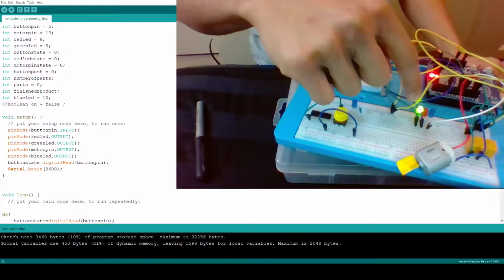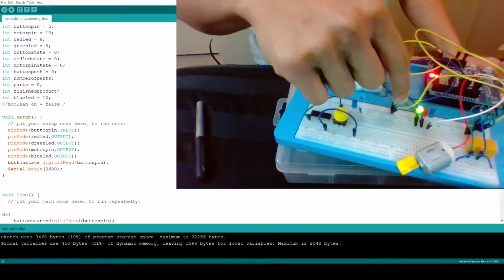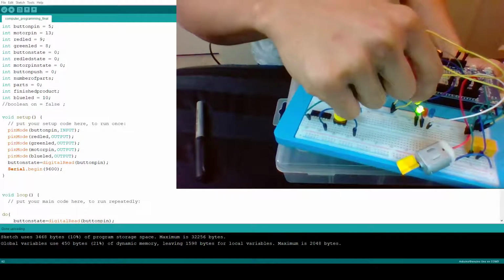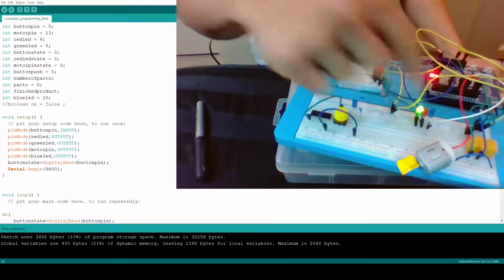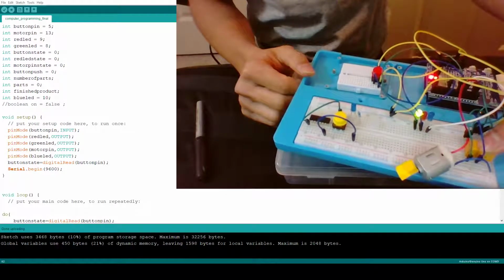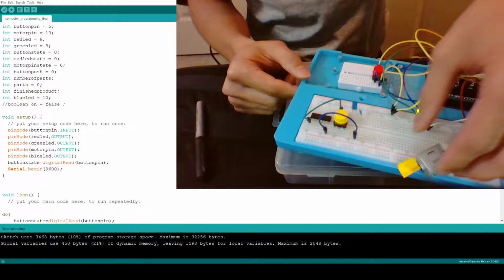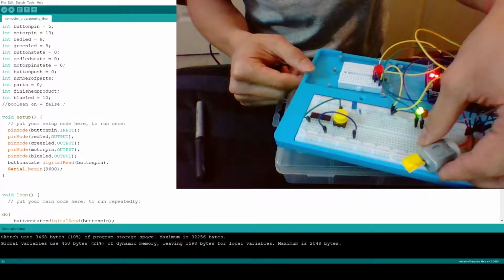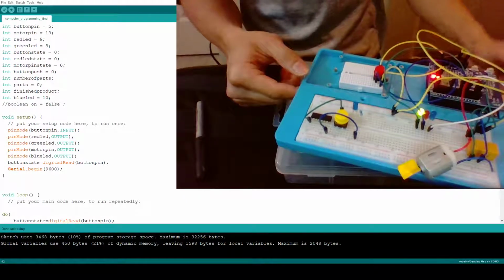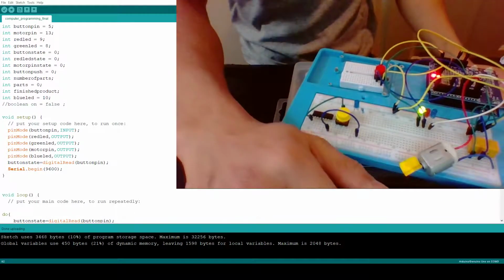I have a green light to indicate that it's awaiting approval to move on, a red light symbolizing that it's undergoing the process, and a blue light to symbolize the parts being assembled in the assembly bay. And I have a motor right here to signify the conveyor belt.